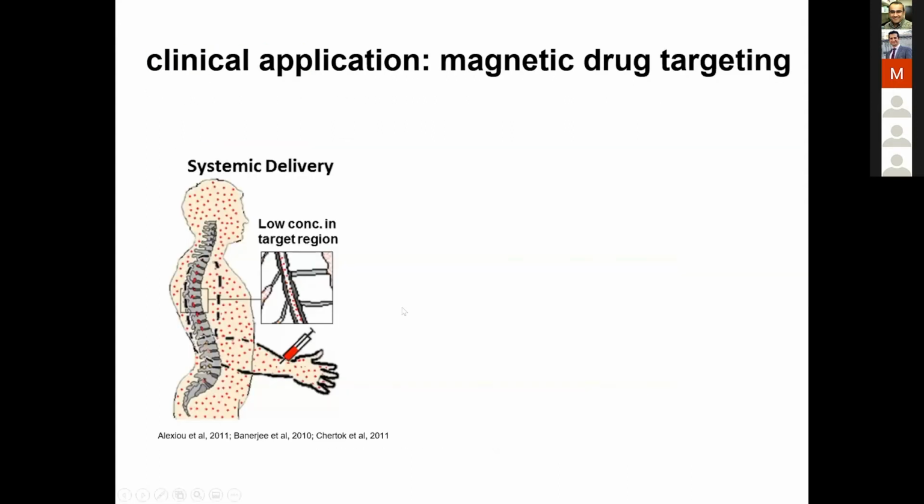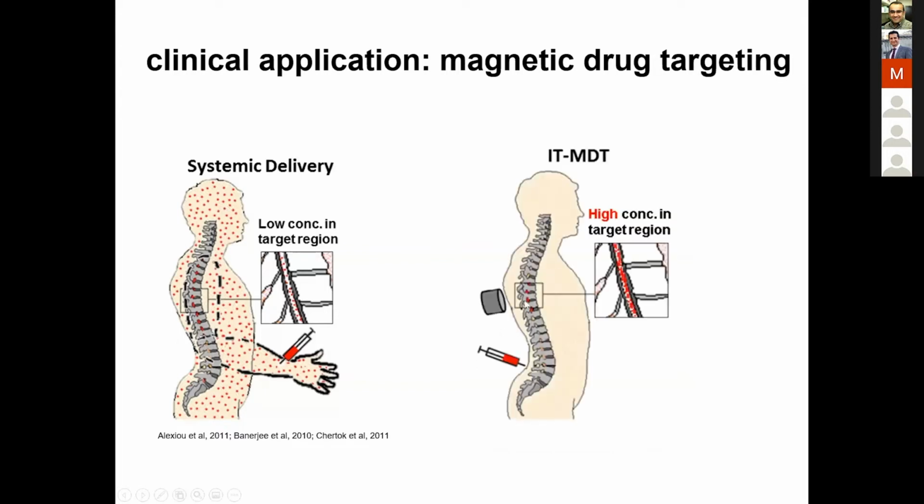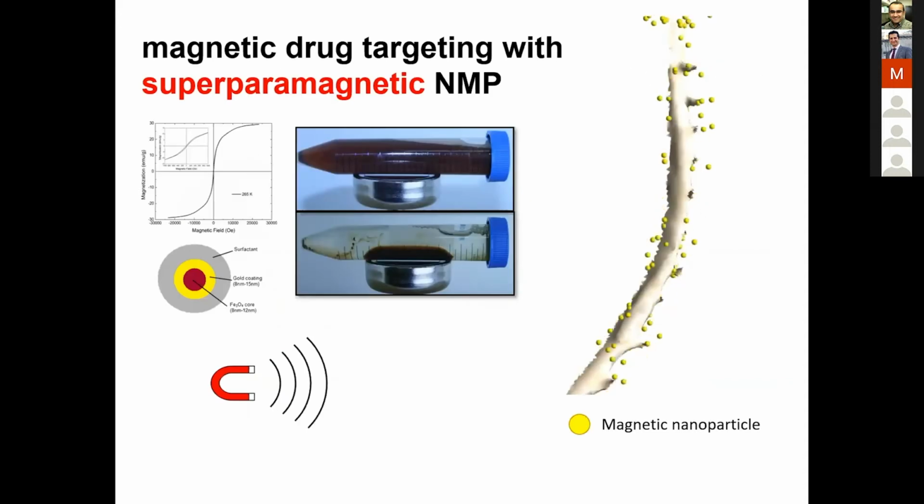One application here is the so-called magnetic drug targeting. For instance, if you administer a drug in a body, you have the problem that it goes everywhere, but also may not really reach the brain. If you want to treat a lesion in the spine, we propose to use a magnet, and the magnet localizes the drug in a small region where it is desired to operate.